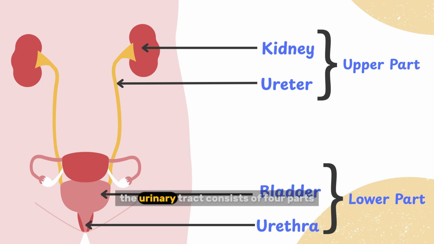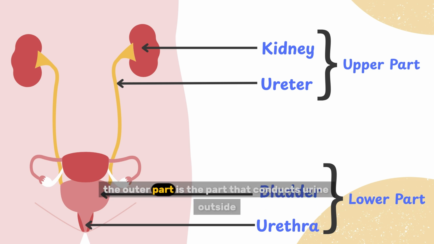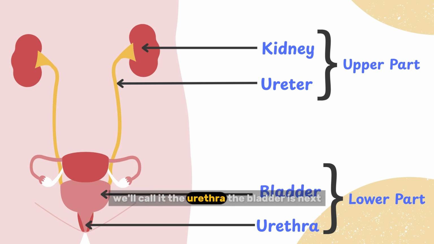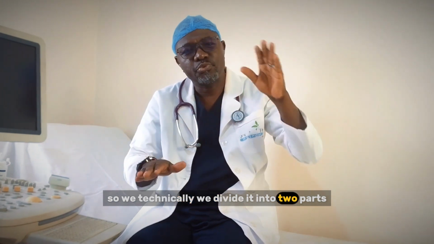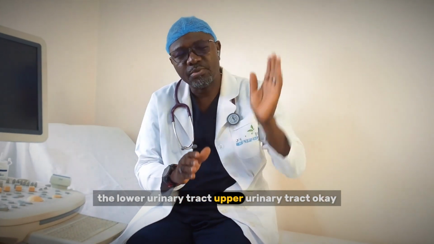So therefore, the urinary tract consists of 4 parts. The outer part is the pipe that conducts urine outside. We call it the urethra. The bladder is next, then the ureters are next, and then we now have the kidneys. Now, why this is important is when we talk about urinary tract infection, it can affect any part of these 4 parts. So we divide it into 2 parts: the lower urinary tract and the upper urinary tract.